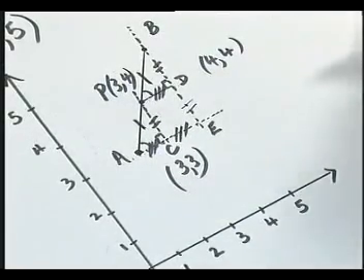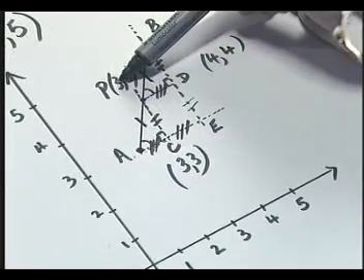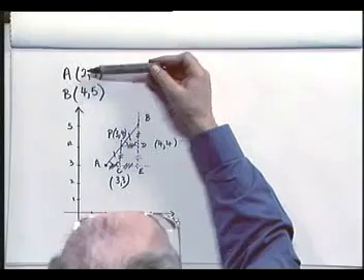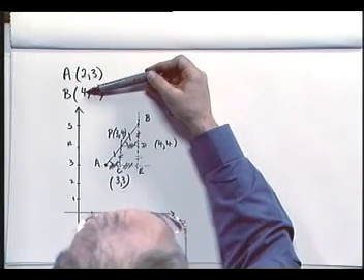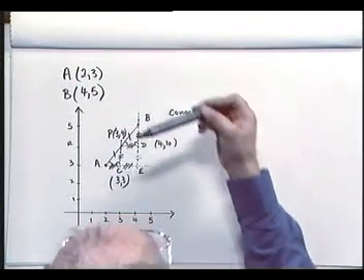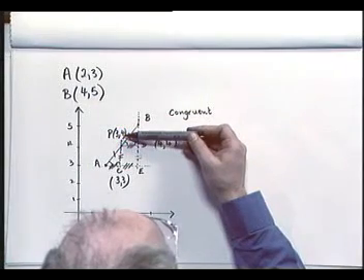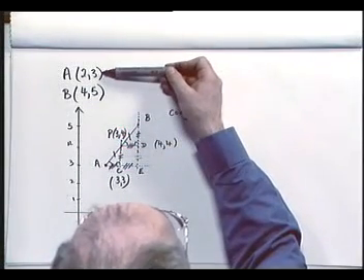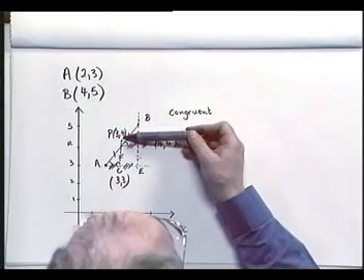Now that seems very complicated, but in practice it's very simple. Let's just look at these numbers again. The x-coordinate at the midpoint, which is 3, is just the average of the two x-coordinates. 2 plus 4 is 6, divided by 2 is 3. The y-coordinate at the midpoint, 4, is just the average of the two y-coordinates, 5 and 3, which is 8, divided by 2 is 4.